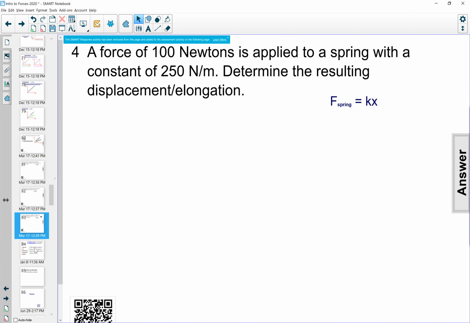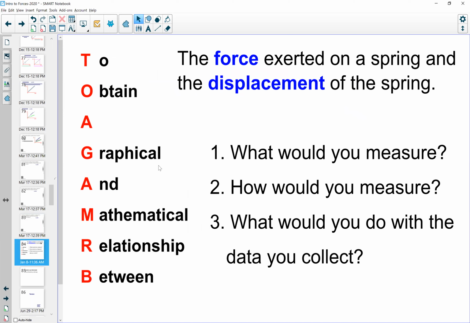All right, now what we're going to do next is to go back to this whole TOAGAMRB, obtaining a graphical and mathematical relationship between. And I'm going to put you in breakout rooms in just a few minutes, and I want you to, in your group, think through if we were in lab and you just had typical experimental equipment, rulers, meter sticks, springs, force meters, ring stands, just the things you would normally find in a science lab.